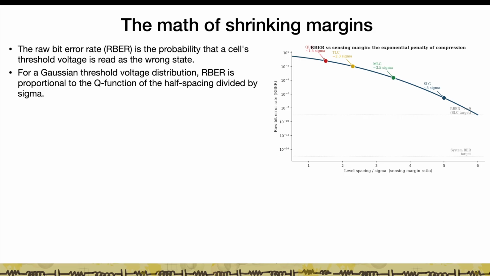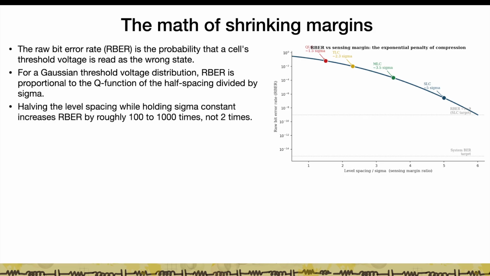Each threshold voltage distribution is approximately Gaussian. When you read a cell, you compare its threshold voltage against a reference voltage placed between two adjacent distributions. A cell produces an error if its threshold voltage has drifted past that reference into the territory of the adjacent state. The probability of that happening is proportional to the area of the Gaussian tail beyond the reference. And the area of the Gaussian tail drops exponentially with distance from the mean measured in units of sigma.